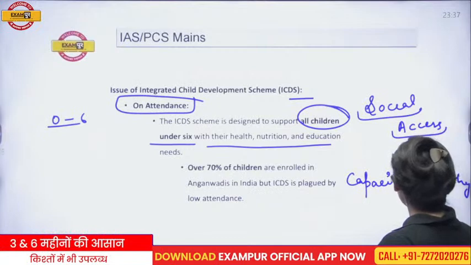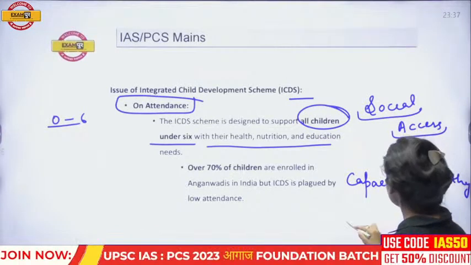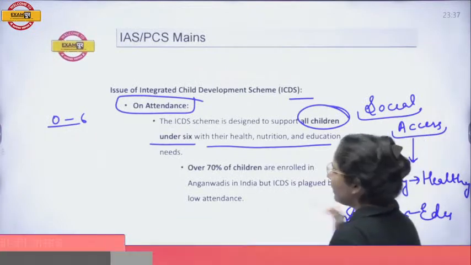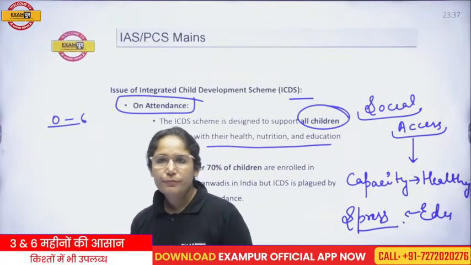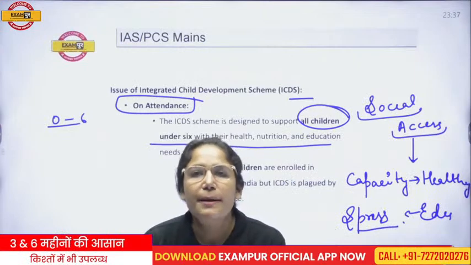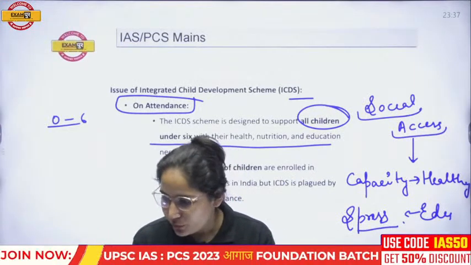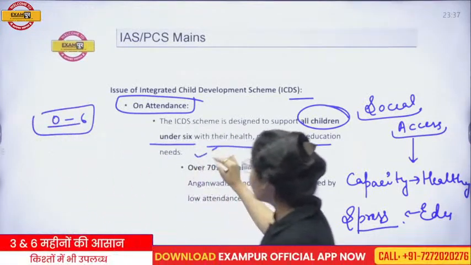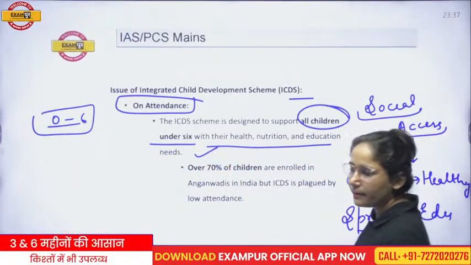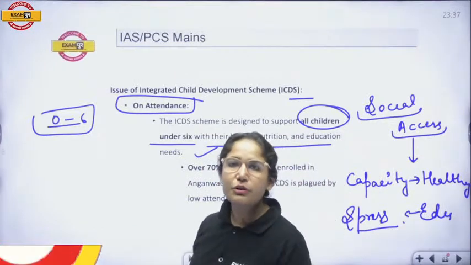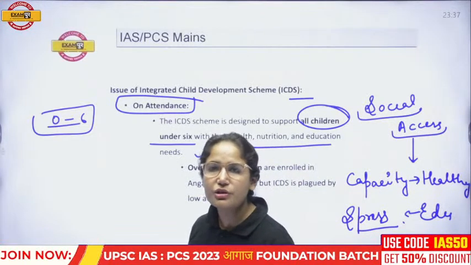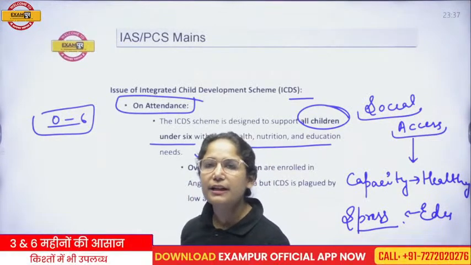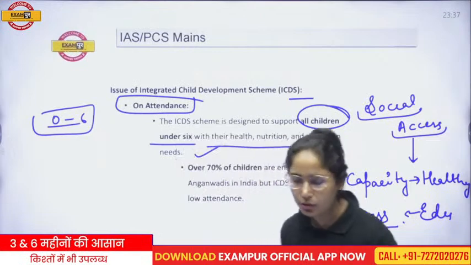And what is the aim of education? To spread awareness about the program you want to implement. Okay, so what is the category of children? 0 to 6 years old. Capacity and productivity come from healthy nutrition, whether the person is nutritious or not, and from education, whether that person is in a condition to spread the program or not.